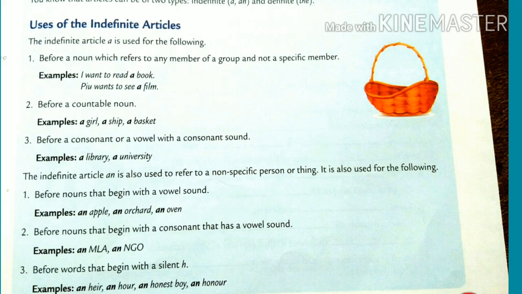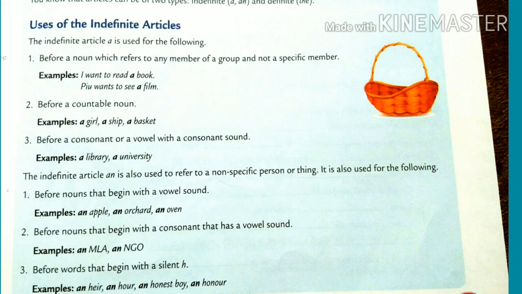Shall we see the indefinite article an? Yes. First one, the article an is also used to refer to a non-specific person or thing. It is also used for the following things. This indefinite article an is also used to refer to a non-specific noun. It does not specify a person or thing.